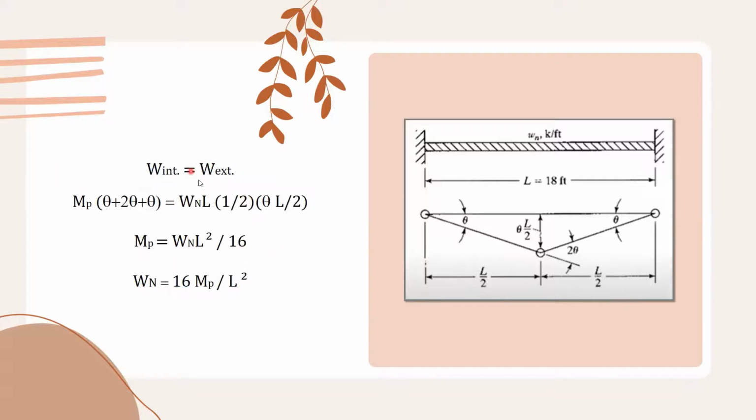So, internal work is equals to external work, M sub P times theta plus 2 theta plus theta is equals to W sub N L times 1/2 ng deflection. So, M sub P is equals to W sub N L squared over 16, or kung W sub N naman yung kinukuha natin, is equals to 16 M sub P over L squared. Pag dito lang sa fixed-ended beam na may concentrated load.